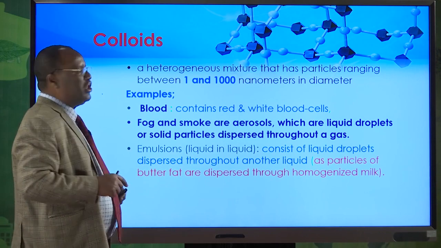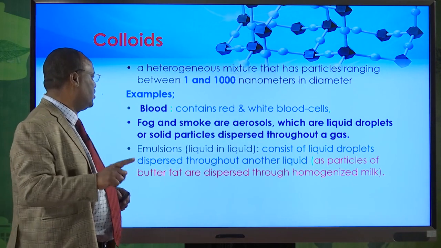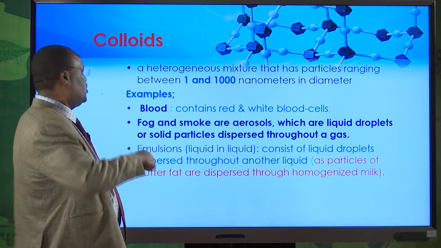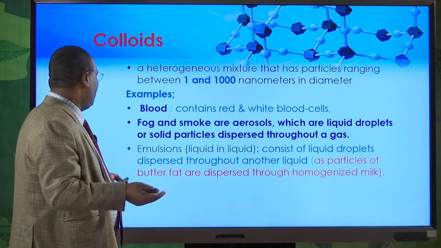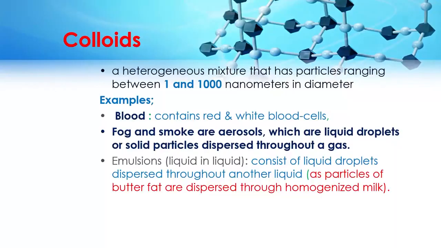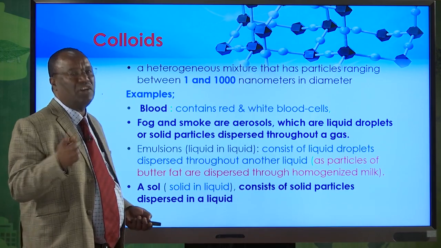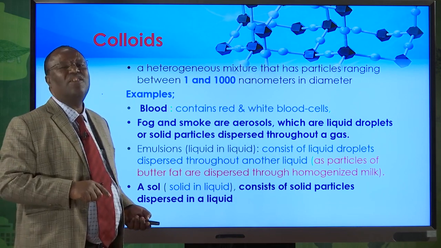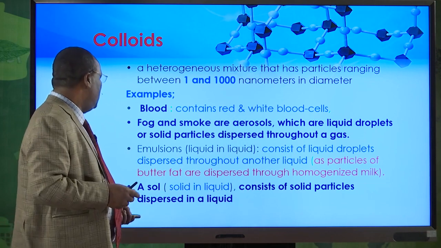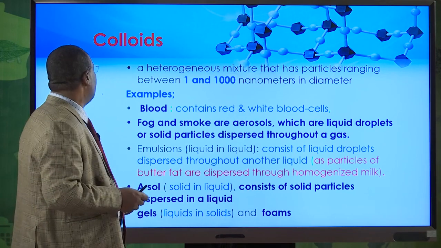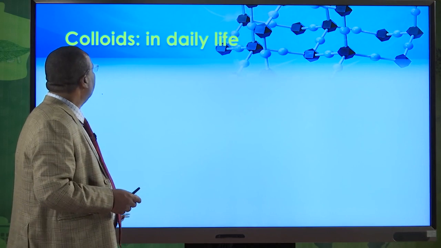And emulsions, liquid in liquid, consist of liquid droplets dispersed throughout another liquid. For example, particles of butter fats are dispersed through homogenized milk. Now you know that milk is a mixture. What type of mixture is it? Heterogeneous mixture. A solid in liquid consists of solid particles dispersed in it. These are some examples.